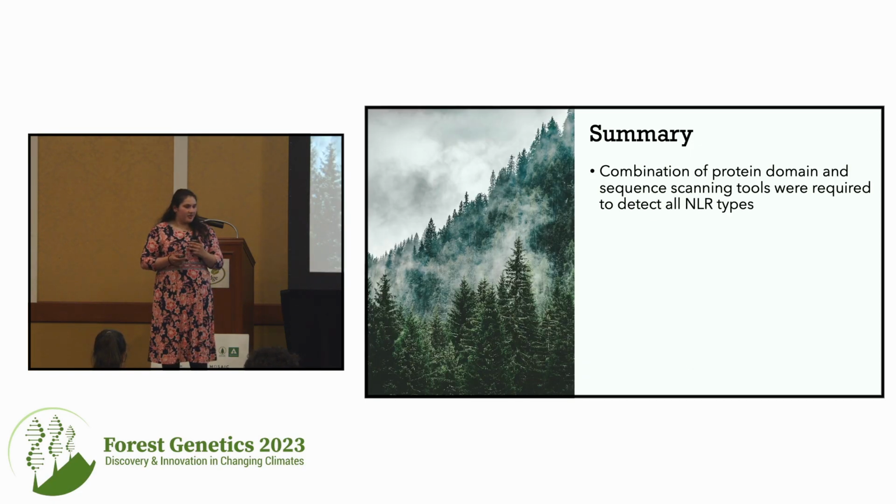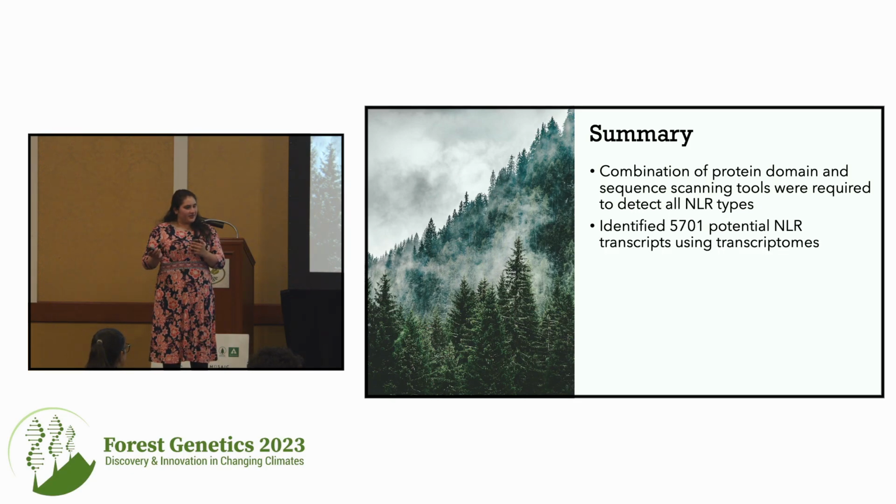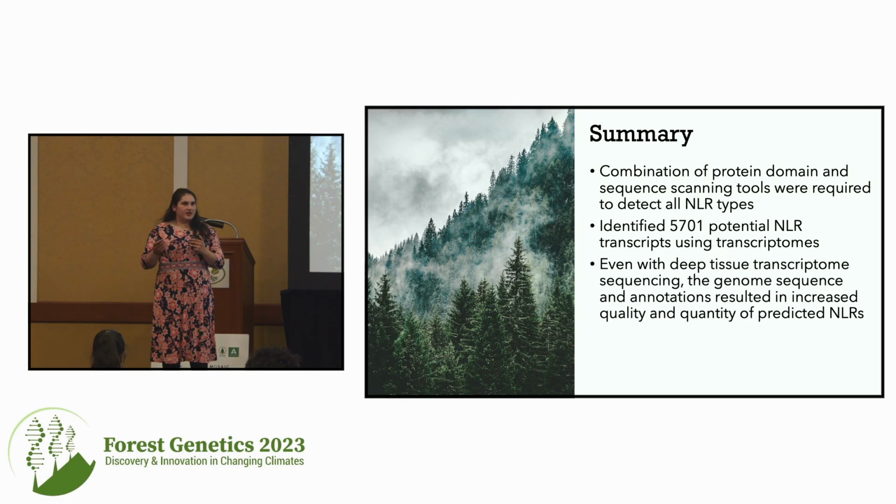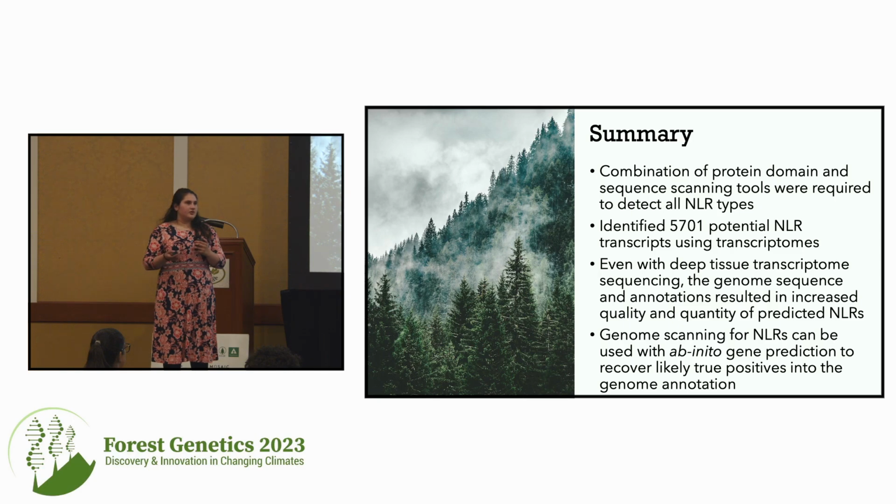So to summarize, the combination of protein domain and sequence scanning methods was required to identify all of the different NLR types. I was able to identify 5,701 potential NLRs just using the transcriptomes. Even with really deep sequencing of the transcriptomes, the genome sequence and using the genome annotation greatly increased the number and the quality of the NLRs that I was able to predict. And genome scanning with NLR annotator could be used with ab initio gene prediction to recover more likely true positive NLRs into the genome annotation.